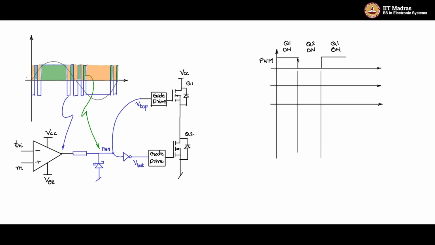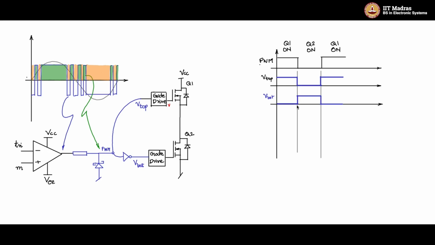During this time when Q1 is supposed to be on, V top is supposed to follow this. Let me draw V top. It is supposed to follow that, so it will be the same as the PWM waveform seen here. V bottom is the inverted value of PWM, so let me draw V bottom. This is what you get, and see that during this time V bottom is high, which will drive Q2 on.